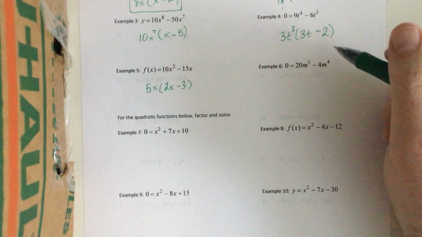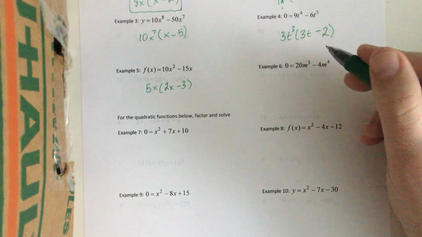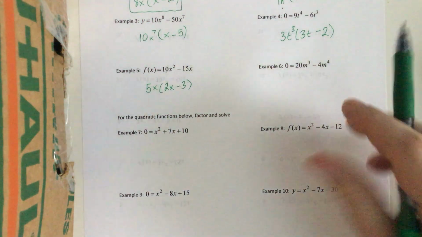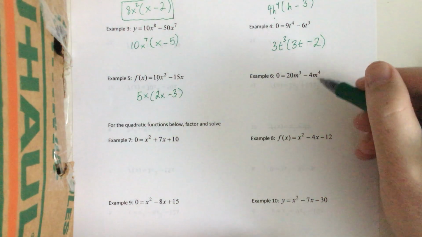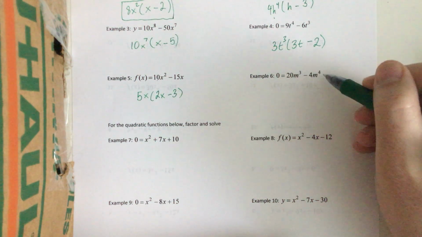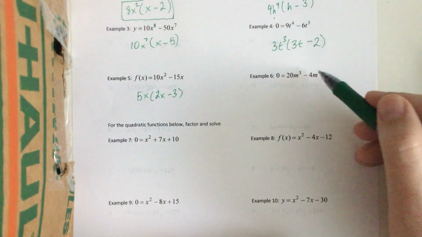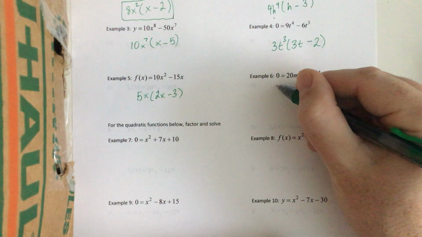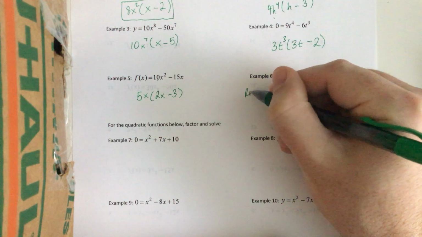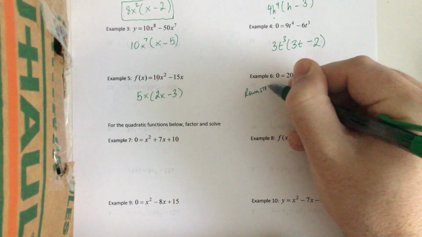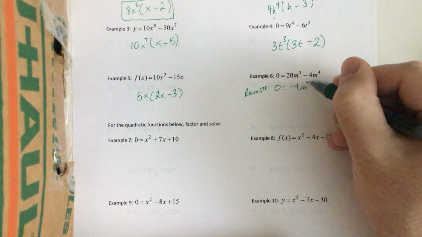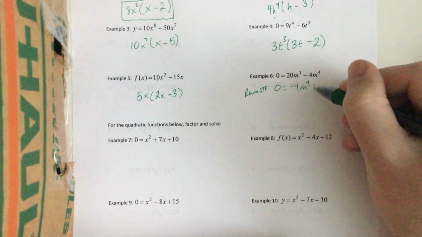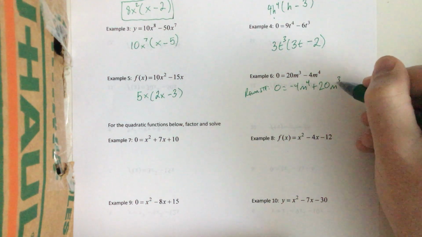Last one. Whenever you have this, you usually want it to be in standard form, so you want the highest exponent to come first. So we're going to do a quick rewrite here and put the negative 4m to the 4th first, and then plus 20m cubed.